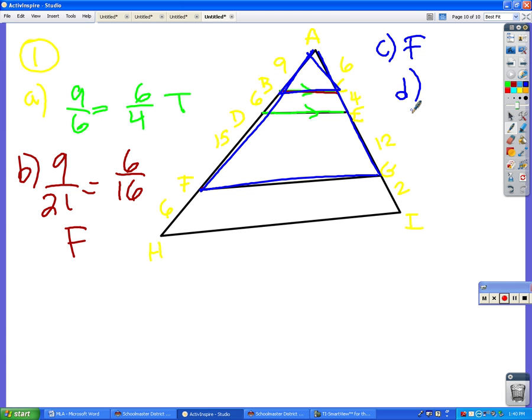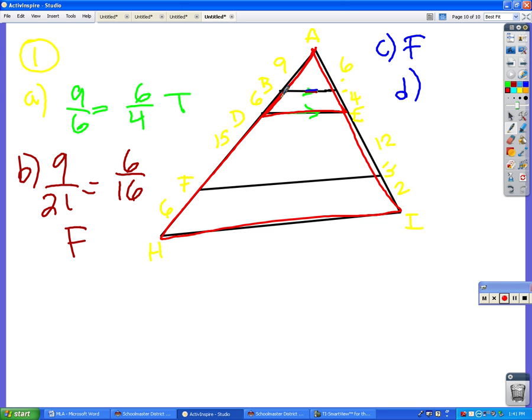Okay? D would be false too, but ADE to the whole, well, we have to check that. So now we're trying to figure out, is this triangle right here, ADE, similar to AHI, the whole big thing? Well, we haven't figured that out yet, right? We don't know if this line is parallel to this line or not. We didn't check that in the other thing. So let's do that right now.